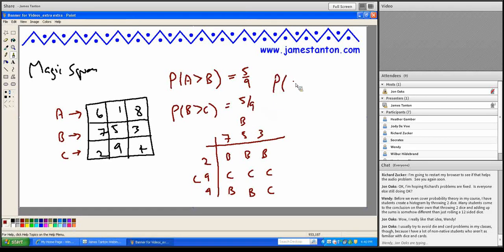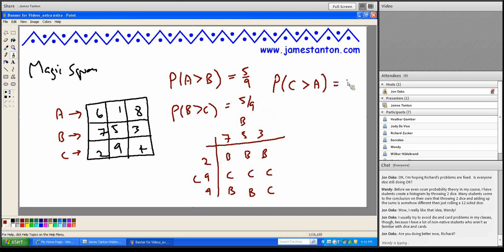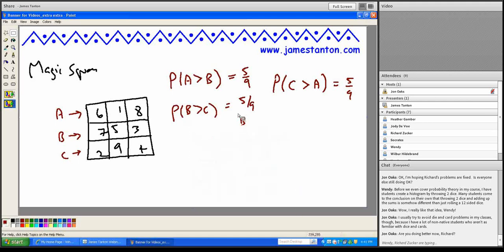So look, what's the chance of Bilbert beating Cuthbert? Well, Bilbert beats Cuthbert 5 times out of 9. And you probably guess where I'm going with this. If you check Cuthbert versus Albert, you'll find that Cuthbert beats Albert 5 ninths of the time.